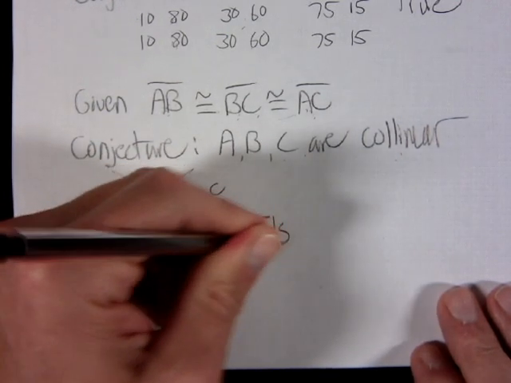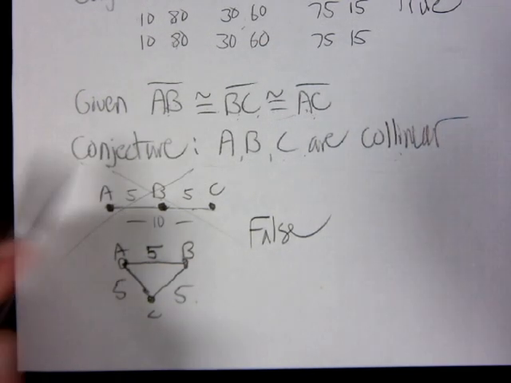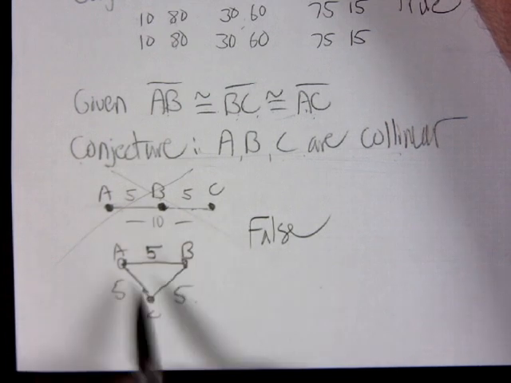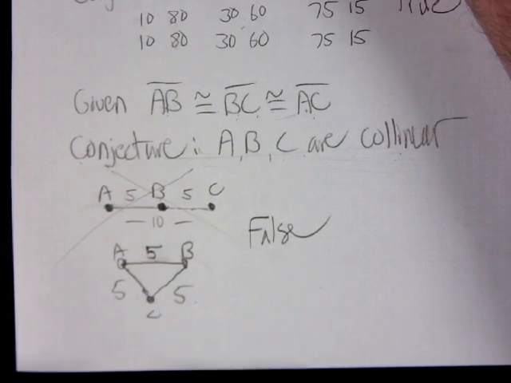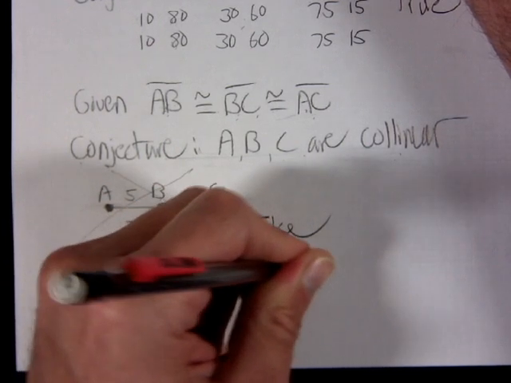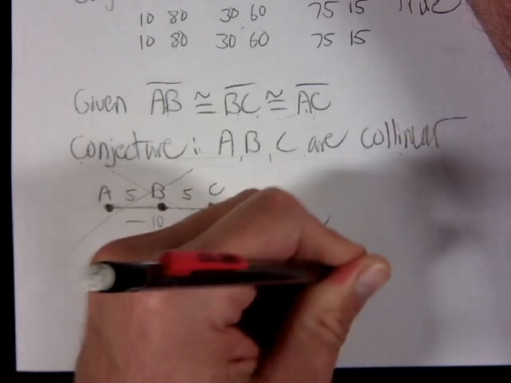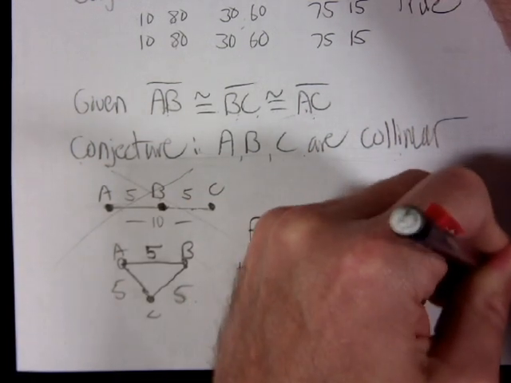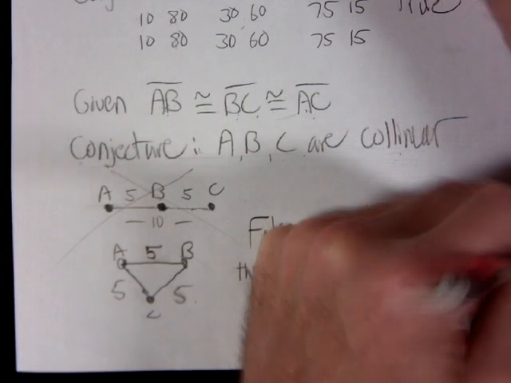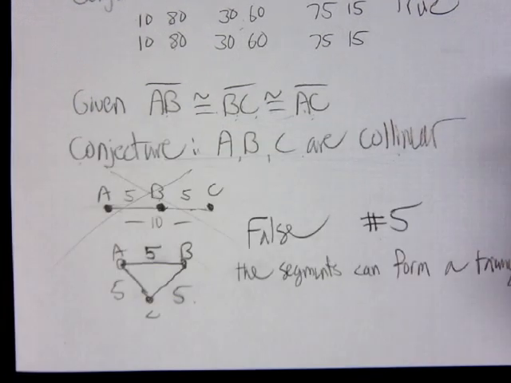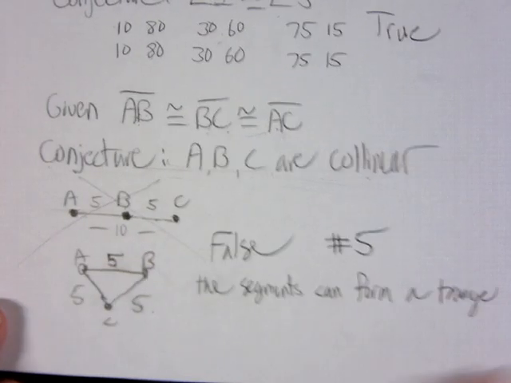The conjecture is false. Why? Because they don't have to be collinear. As a matter of fact, you can't even draw them collinear. So there are many, many counterexamples to show that this one is false. And if you want to write it as words, you could say the segments can form a triangle. The segments could form a triangle. And that's actually number 5 on your quiz. So you might want to make a note of that, you already have the answer to that particular one.